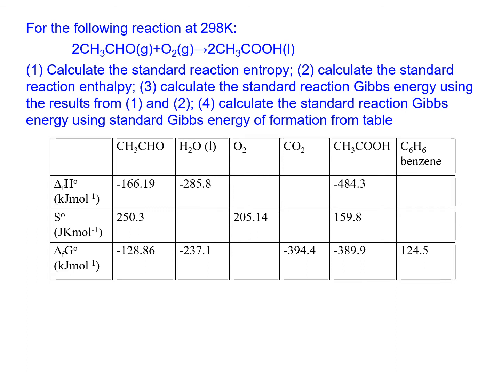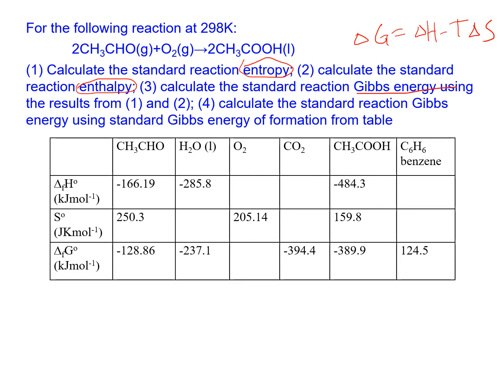Question 3 asks you to calculate reaction Gibbs energy using two methods. In method 1, it asks you first to calculate reaction entropy, and then reaction enthalpy, and then reaction Gibbs energy using the equation delta G equals delta H minus T delta S. Okay? So that's method 1.